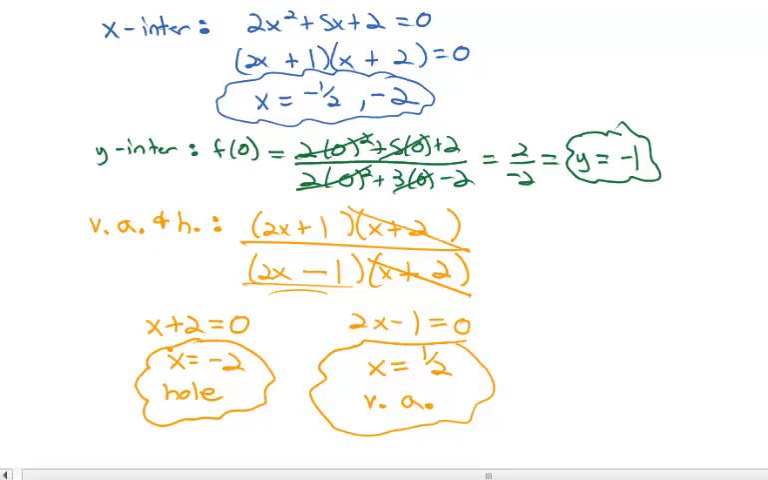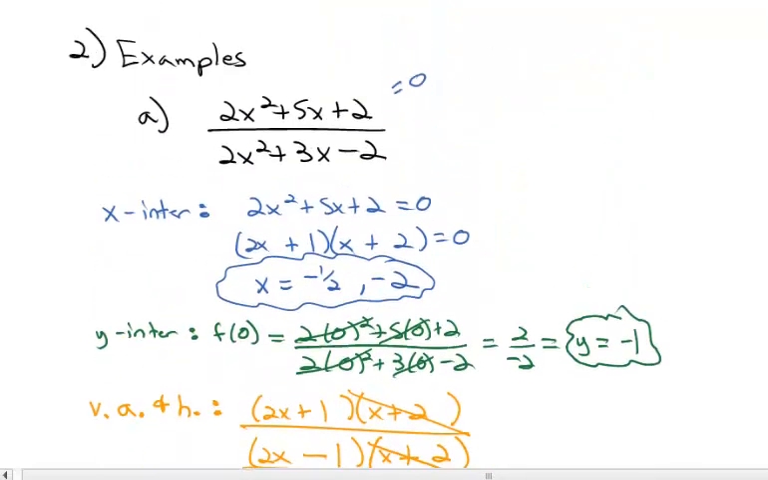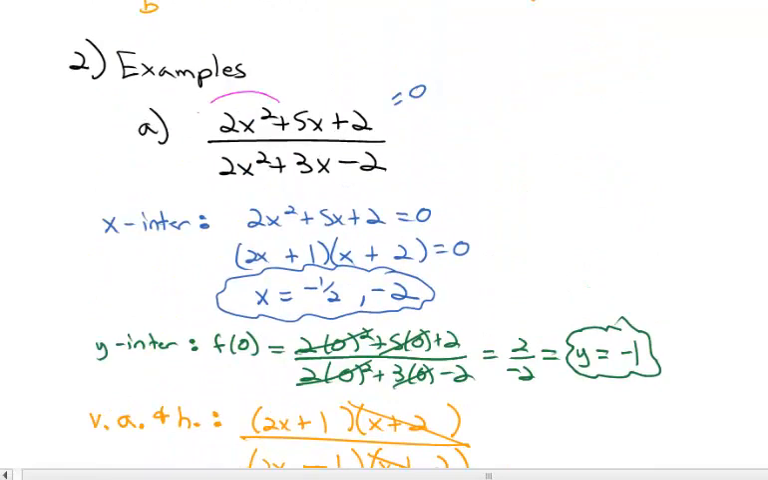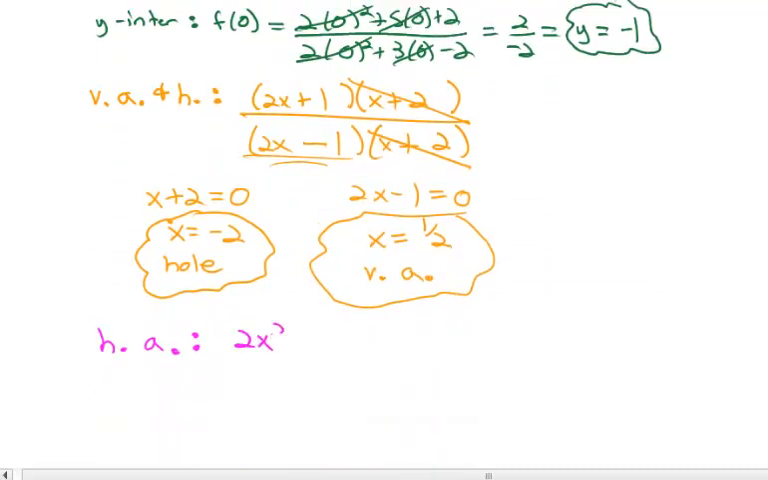The last thing we want to do is find the horizontal asymptote. For the horizontal asymptote, we look at the leading coefficients, the highest exponent part, 2x squared over 2x squared, and reduce that to simply 1. So y equals 1. That is the horizontal asymptote.